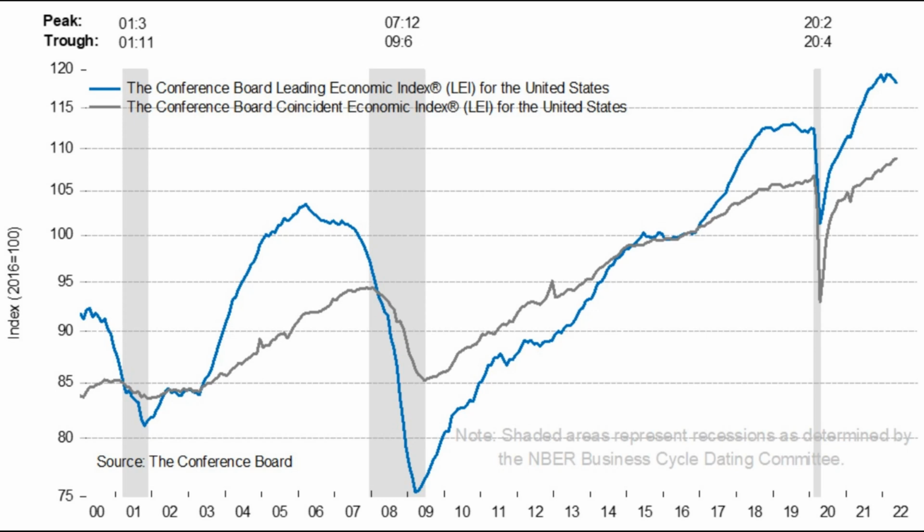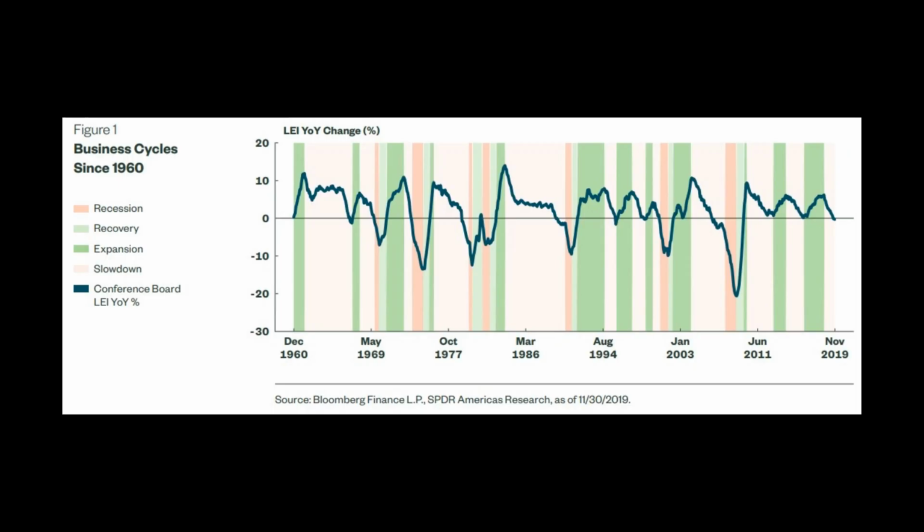Now, as we can see, the business cycle is divided by the direction and magnitude of changes in the Conference Board's LEI index. As you can see, it's all color-coded, and it highlights different parts of the business cycle: recession, recovery, expansion, and slowdown. So there are 4 stages in the business cycle.